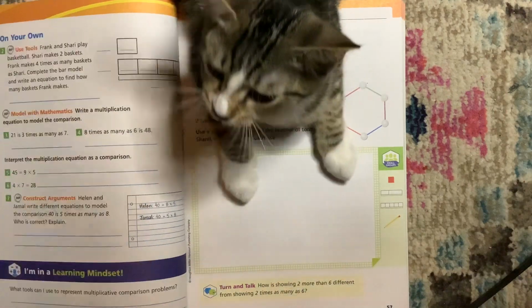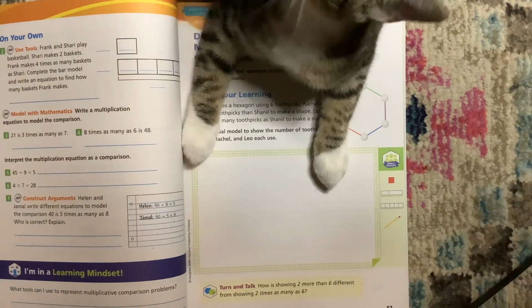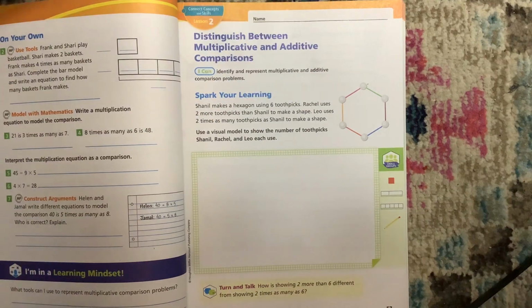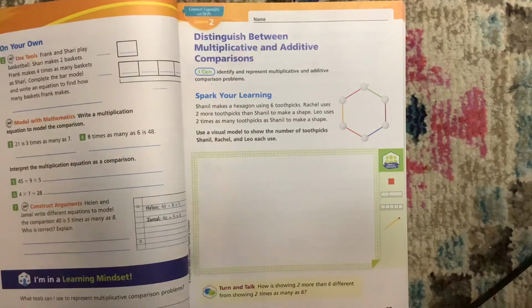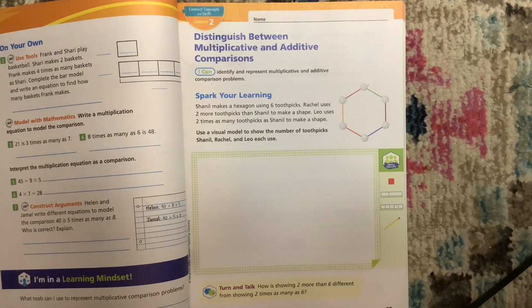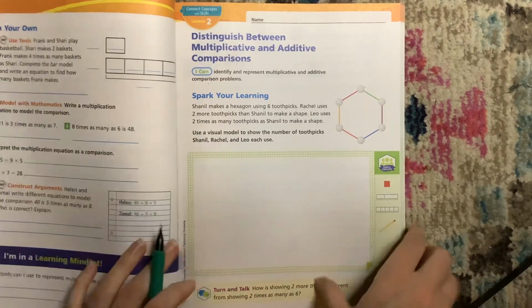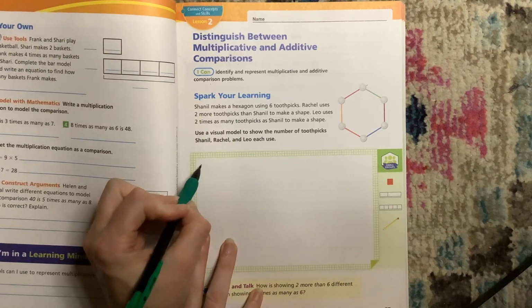Okay, so your book says you would like to identify and represent multiplicative and additive comparison problems. All right, so we have Chanel makes a hexagon using 6 toothpicks. Rachel uses 2 more toothpicks than Chanel to make a shape. And Leo uses 2 times as many toothpicks as Chanel to make a shape. When we look at this problem right here, what we can see is that Chanel uses 6 toothpicks. So I'm going to put S equals 6.